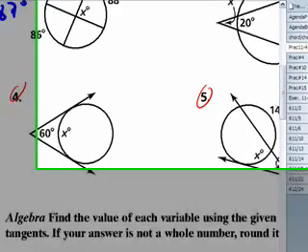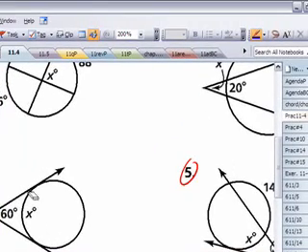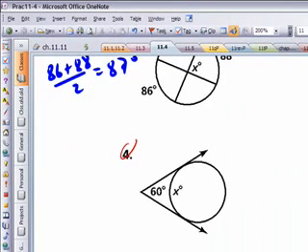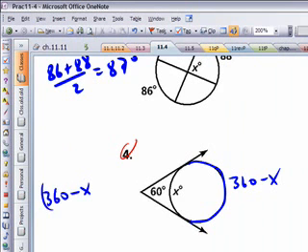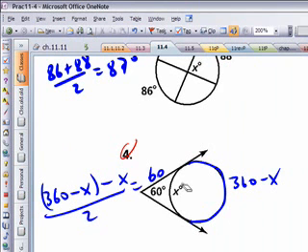Now this situation may not seem like enough information, but if this is x, then this arc over here must be 360 minus x, because these have to add to 360. So big arc, 360 minus x, minus little arc, x, divided by 2 is equal to 60. Big arc minus little arc divided by 2 is the angle.